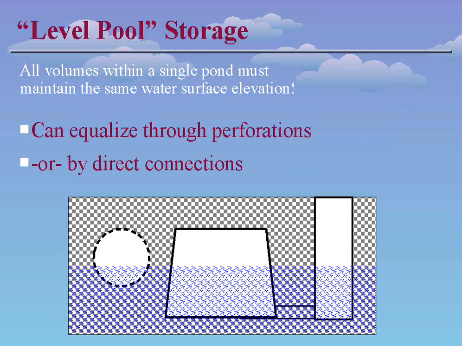So as long as you have that connection between them, either through perforated pipe or a connection between two vaults, then we can treat those as a single storage volume, or a single pond rather, and put them in as multiple lines within the pond storage definition.